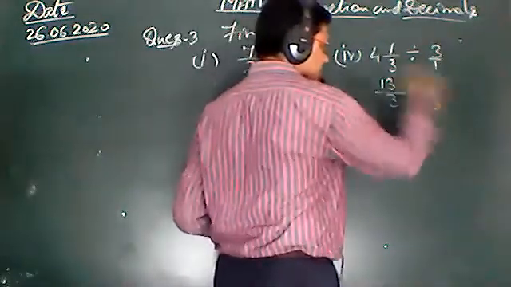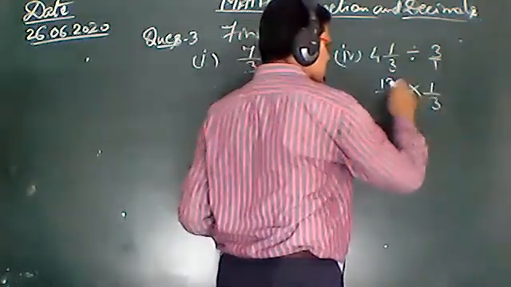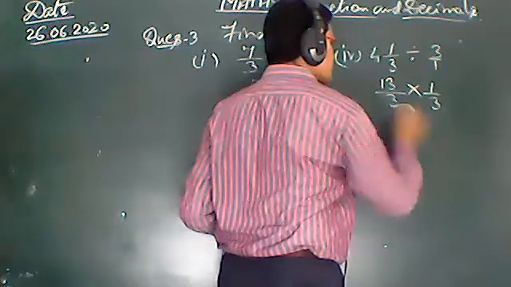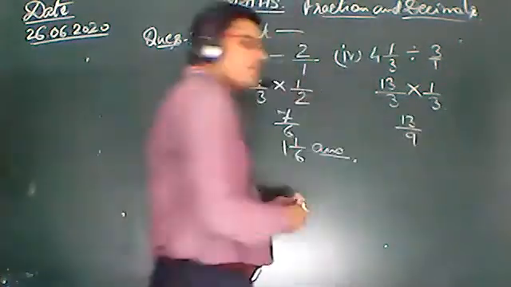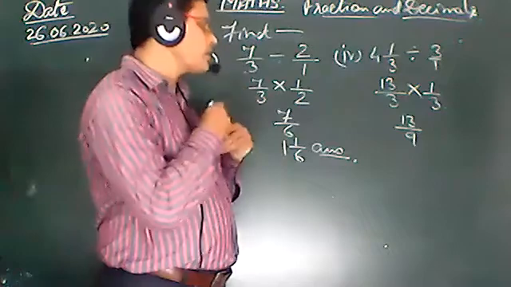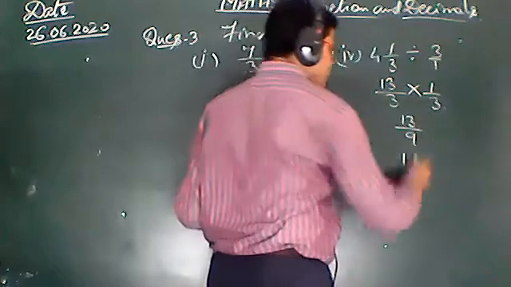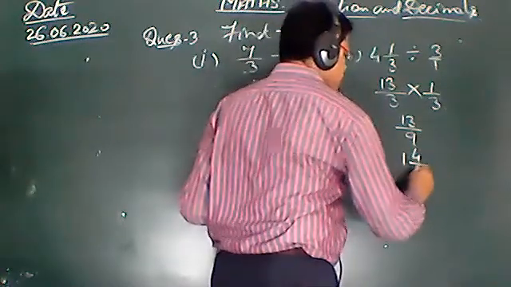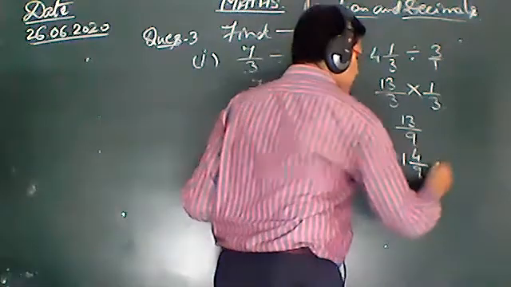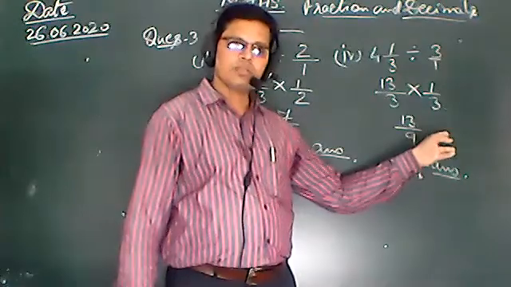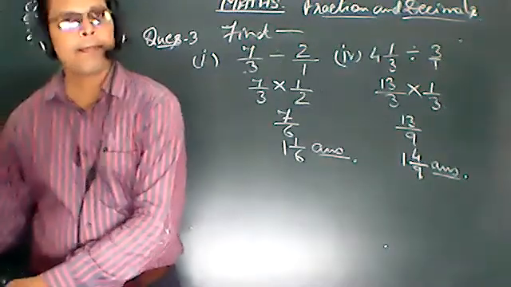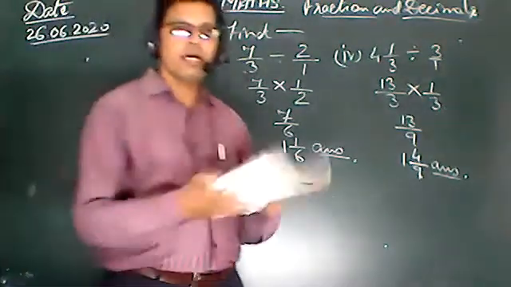Now here, it cannot simplify to each other. Then we multiply: 13 1s are 13, 3 3s are 9. And this is an improper fraction, converted into the mixed form also. 9 1s are 9, remainder comes 4. 1 whole 4 by 9. And that is our answer. Okay. You can write also the improper answer; this answer is also correct. That is clear?